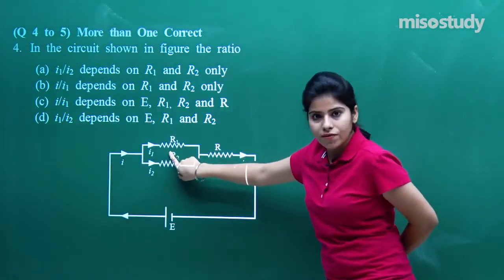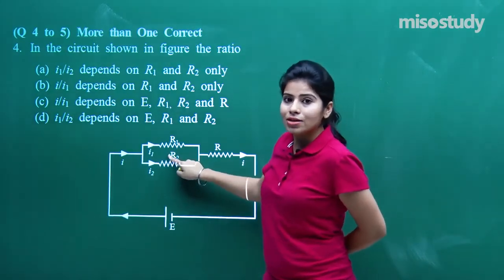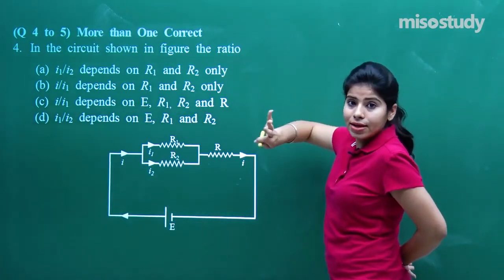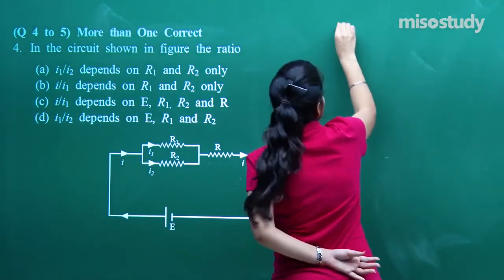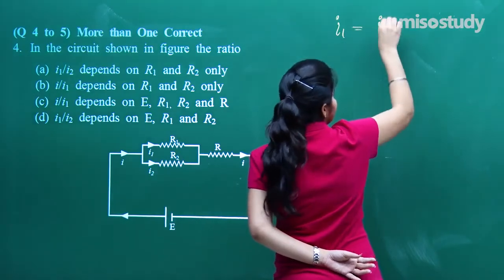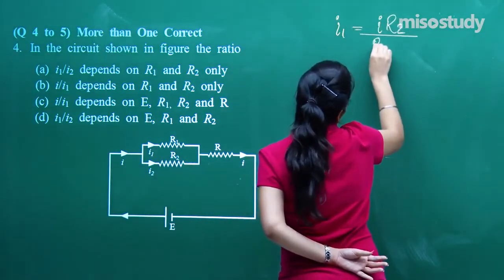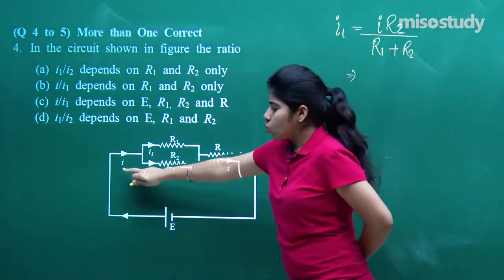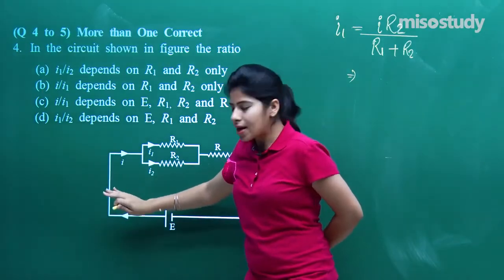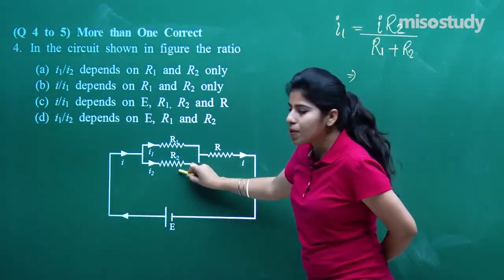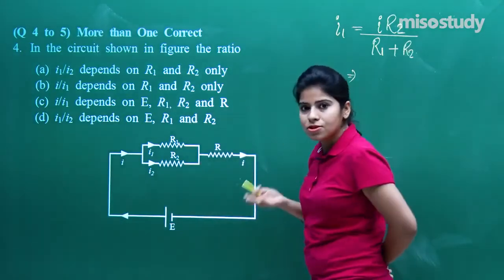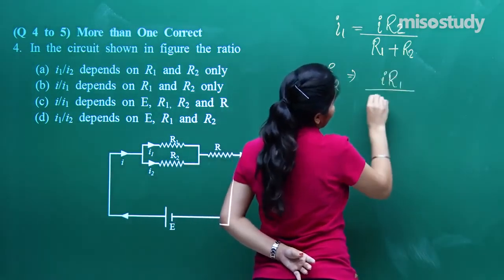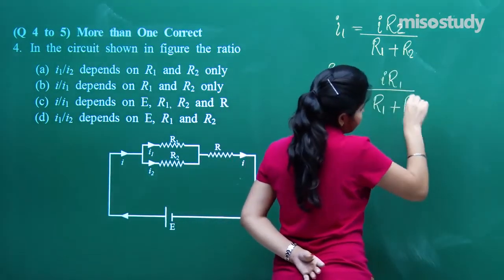If I have to find I1 upon I2, there is a formula that we have taught you: if we know the total current in the circuit, we can find I1 as I multiplied by R2 divided by R1 plus R2, right? So from here, total current is I, so I am going to consider this as I. Here R2 will be simply R2, and I2 will be I into R1 upon R1 plus R2.